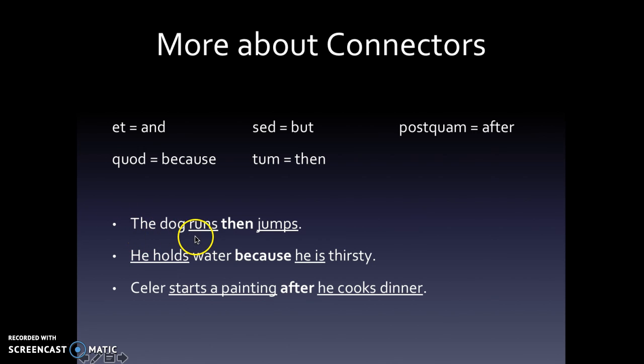For example, the dog runs, then jumps. Then is connecting these two verbs, sequencing the verbs. He holds water because he is thirsty. He holds water and he is thirsty could stand alone. Each of them are individual sentences because here is connecting them together. Keller starts a painting after he cooks dinner. Keller starts a painting and he cooks dinner. Each of those could stand alone as sentences. After is bringing them together.